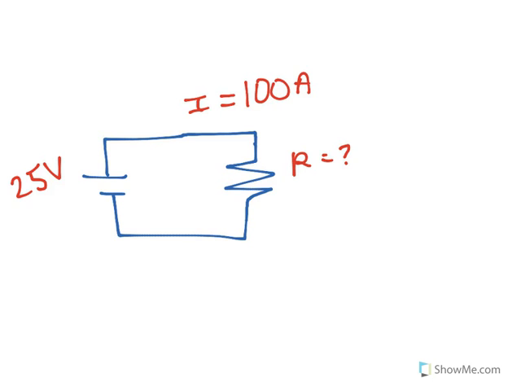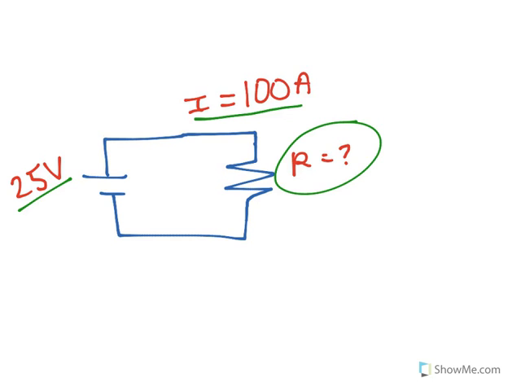Let's take another look at a slightly different problem where we're going to look for the resistance. So in this problem we're going to be trying to solve for R, the resistance of the resistor. We know that the voltage of the battery is 25 volts, and we're given that the current is 100 amperes, which is a very high current, but we're just going to go with it.